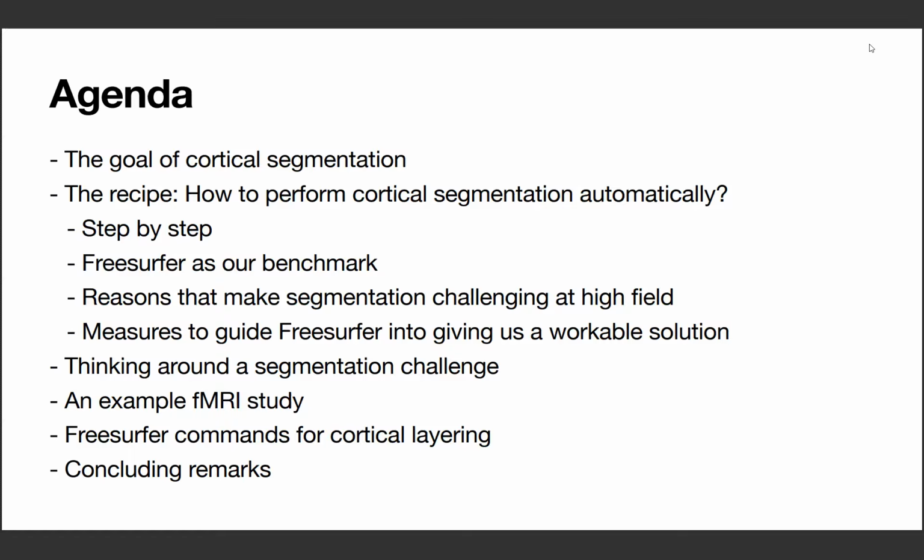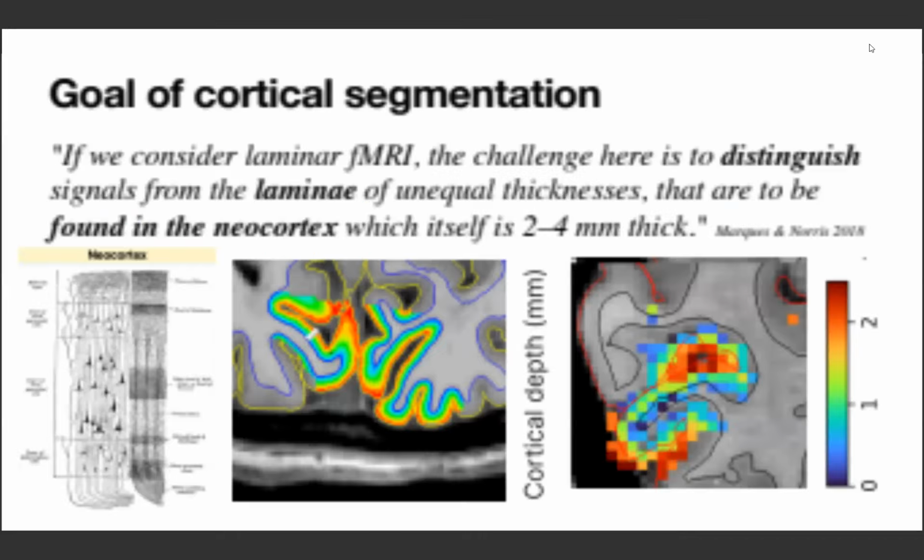I imagine many people have experience with it, or if not, we can talk about it later. Reasons that make the segmentation challenging at high field and measures to guide FreeSurfer and to give us a workable solution. If we have time, I'll talk about a segmentation challenge and how do we think about it as we're trying to solve it with automatic tools. An example fMRI study, how do we validate that this segmentation is working accurately, or how do we visualize it? And again, if there's time, some commands that we can use from FreeSurfer to do cortical layering and generate volumes and additional surfaces.